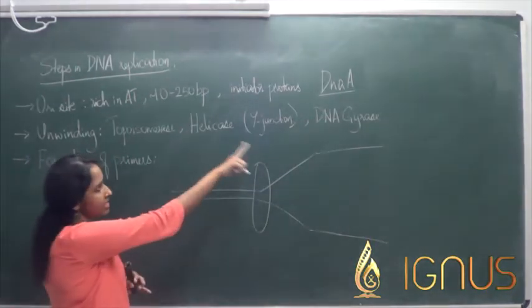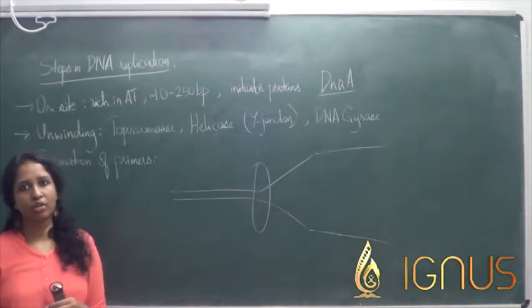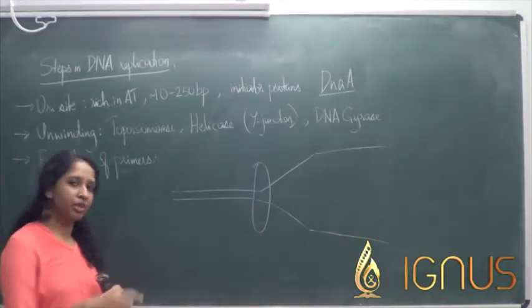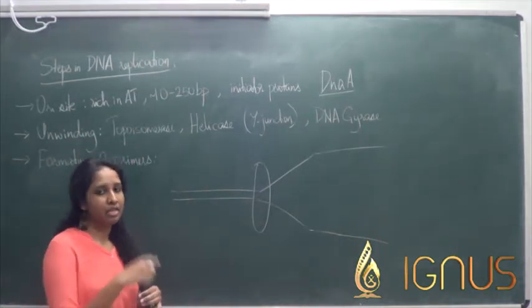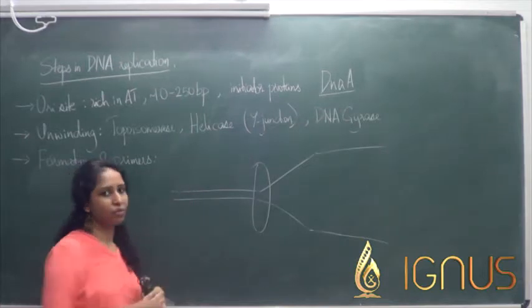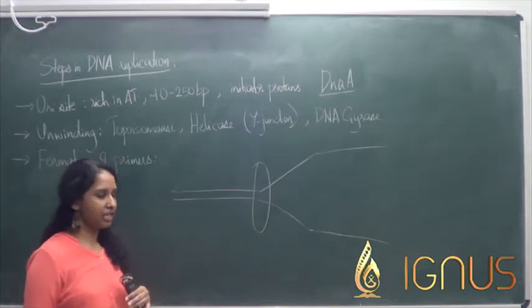And after helicase comes DNA gyrase or topoisomerase 2, which is going to remove the coils and strain that is put on the double stranded DNA because of the unwinding which is caused by the helicase enzyme.